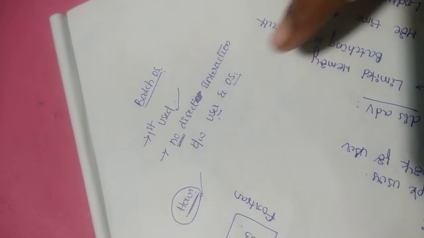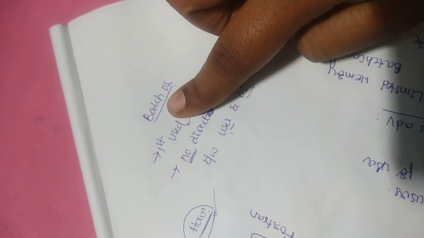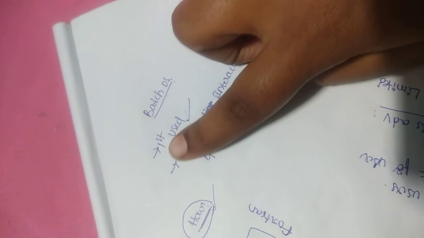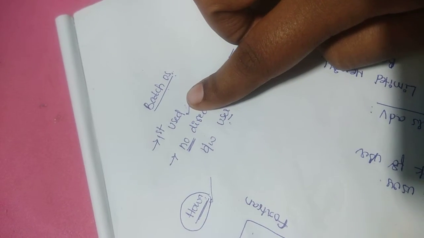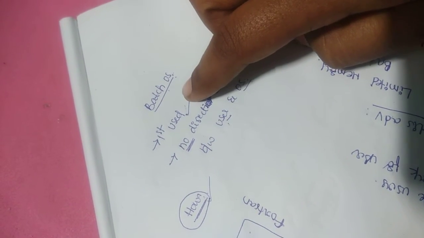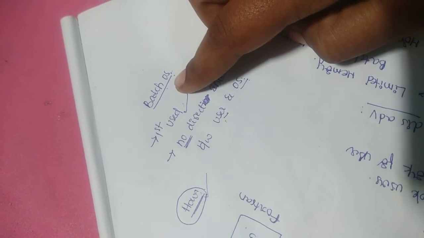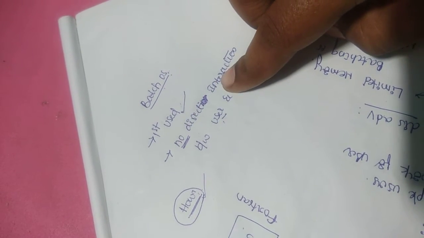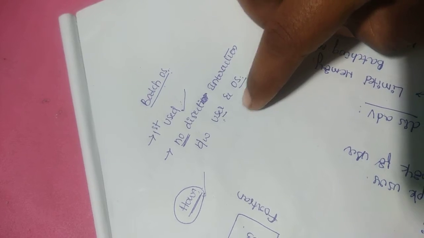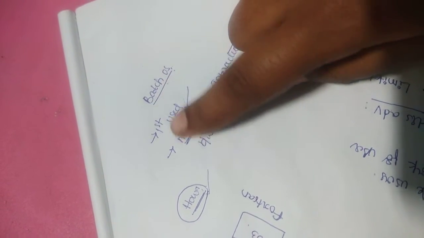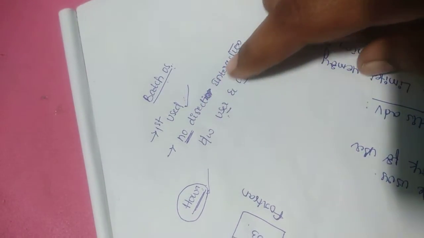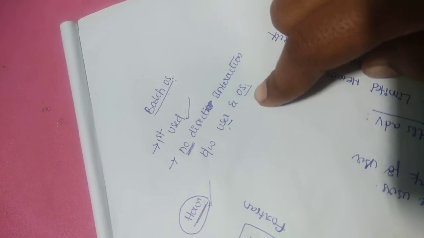Hi everyone. Now we discuss what is batch operating system. It is the first operating system used in computers. In general, we are using operating systems where there is direct interaction between user and operating system. But in batch operating system, there is no direct interaction between user and operating system.